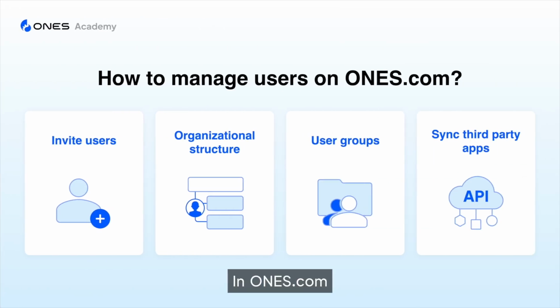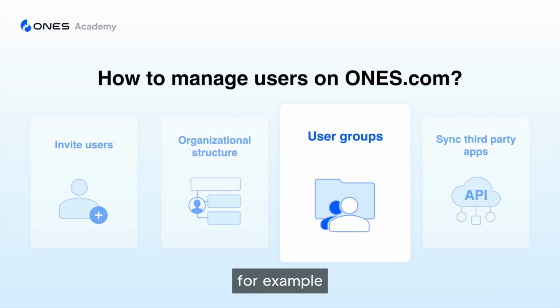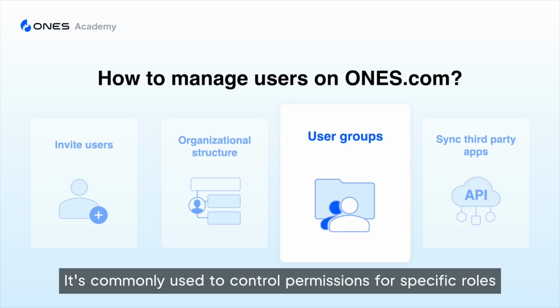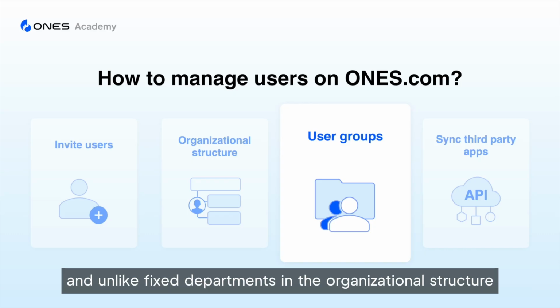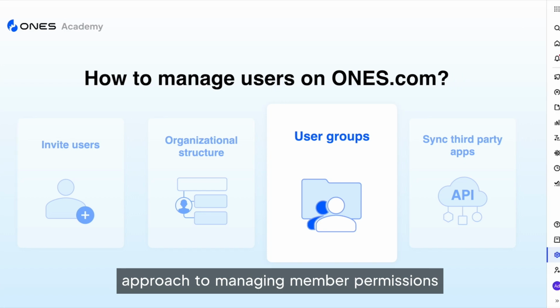In ones.com, a user group is a set of members with similar permissions. For example, you can have an admin user group and a manager user group. It's commonly used to control permissions for specific roles or project groups, and unlike fixed departments in the organizational structure, user groups provide a more flexible approach to managing member permissions.